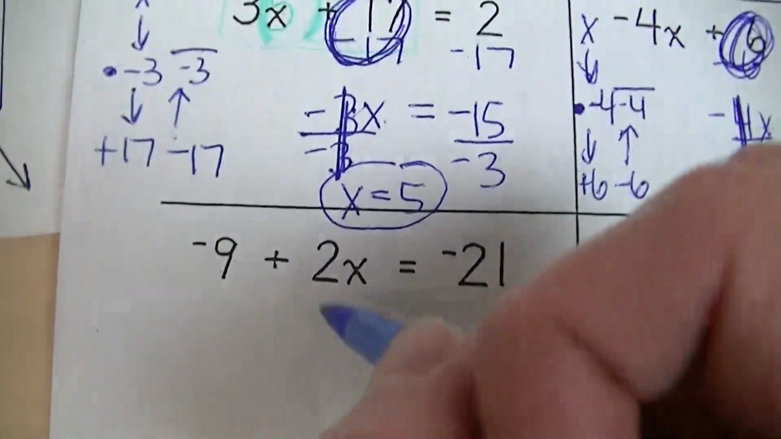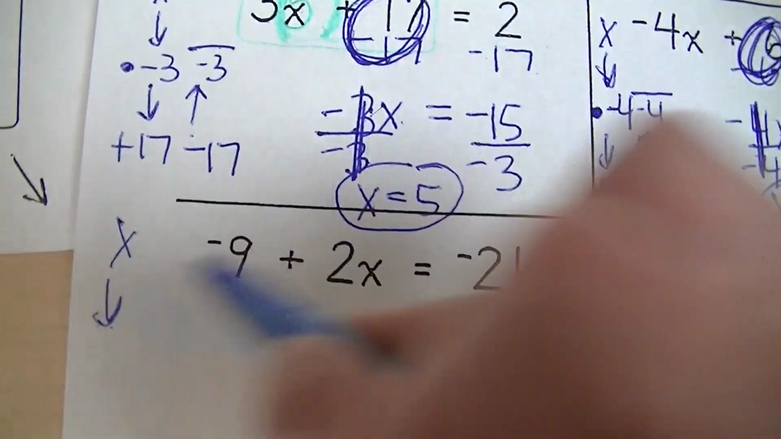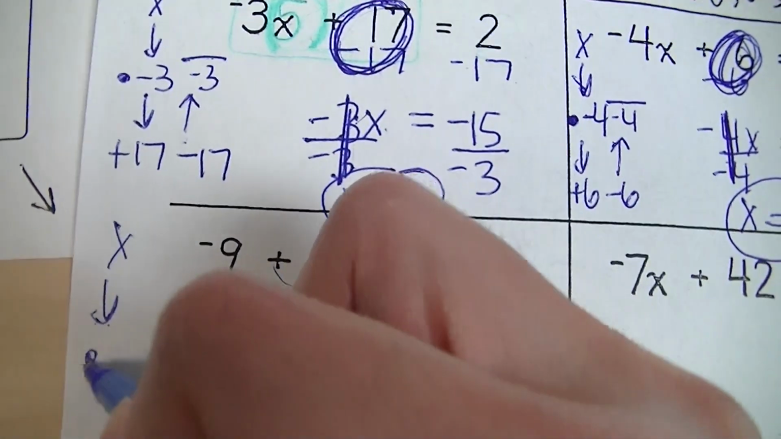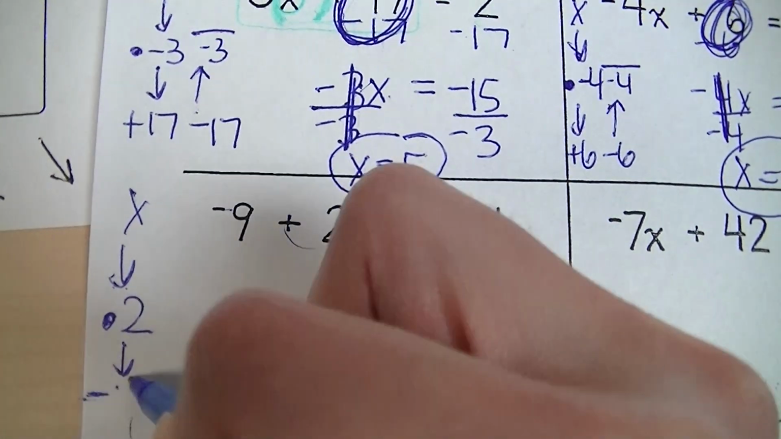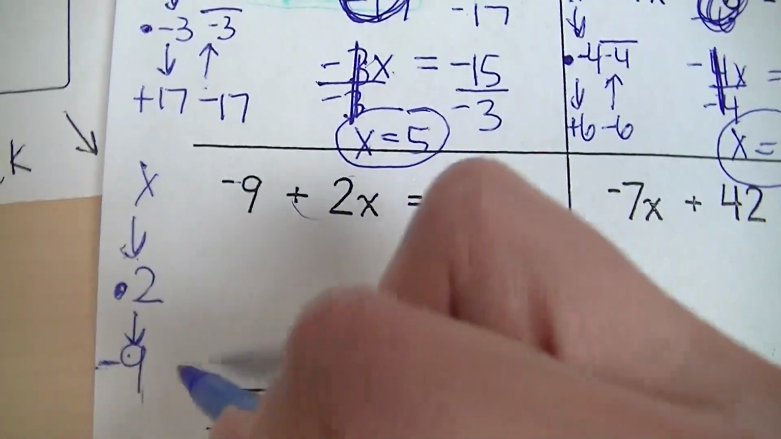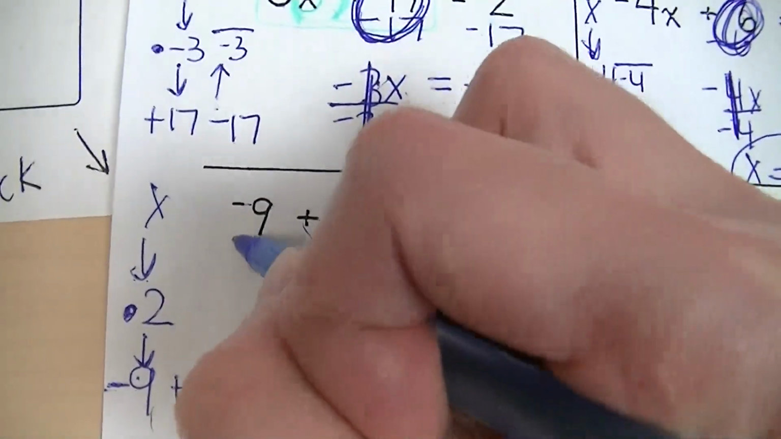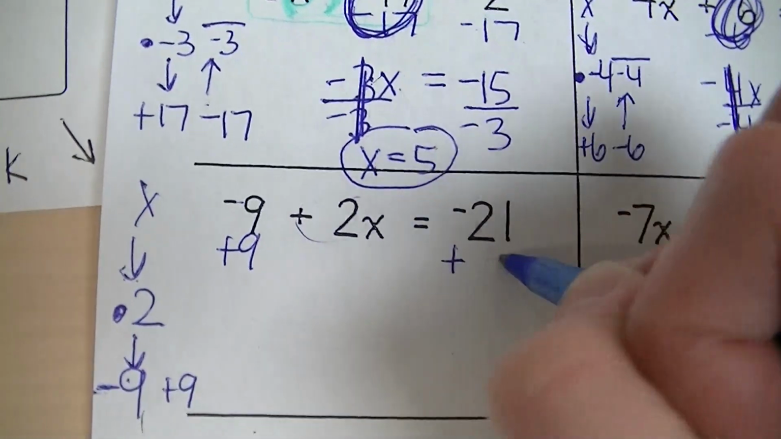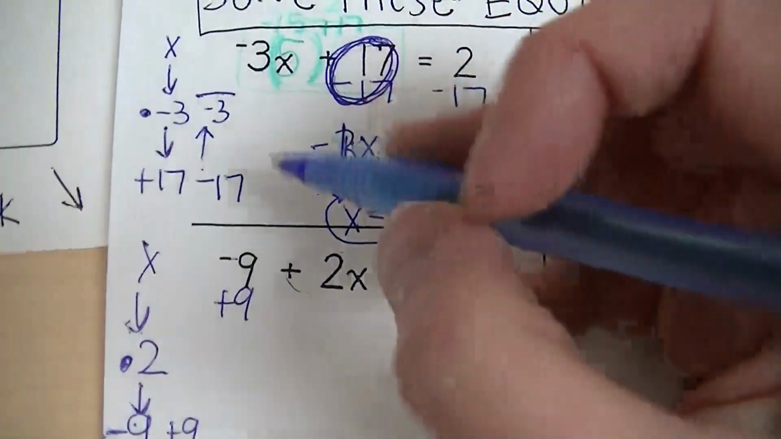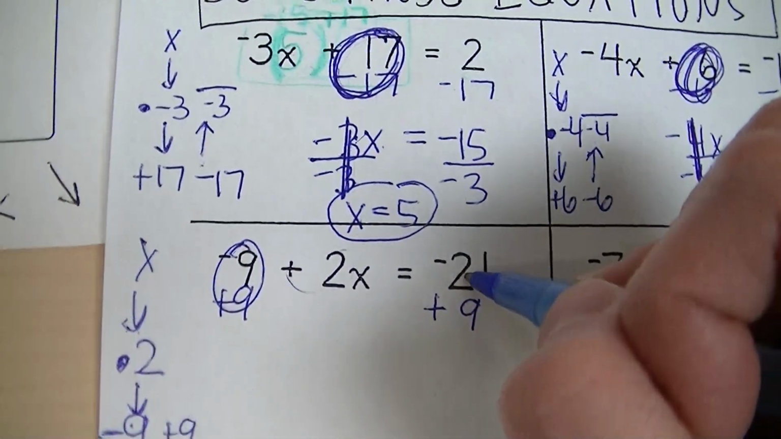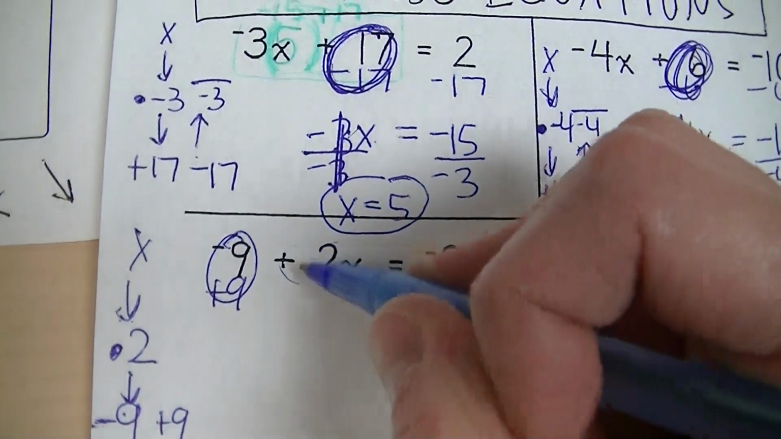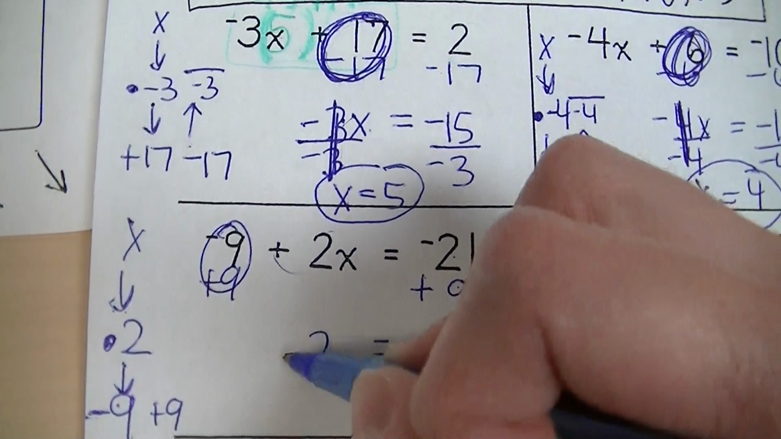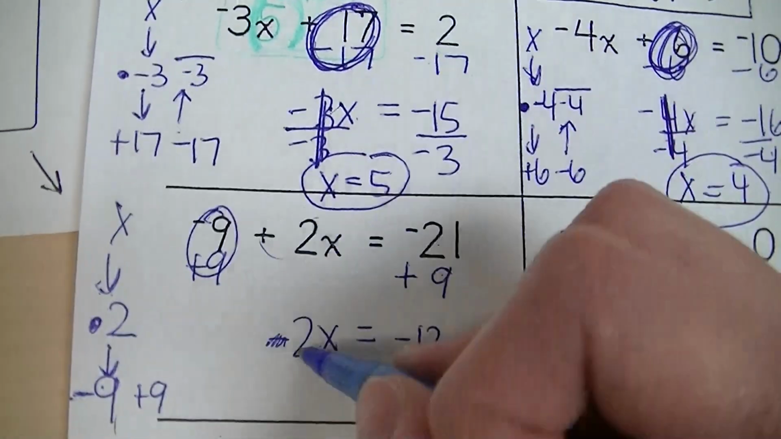Build this equation. They started with x, then they multiplied it by a positive 2, and then they subtracted 9. Okay, inverse operation of subtract 9 is to add 9. Do that to both sides of that equal sign. Negative 9 plus 9 is 0. Negative 21 plus 9 is negative 12. Bring everything else down. That was a positive 2x, so bring that down. Sorry about that.